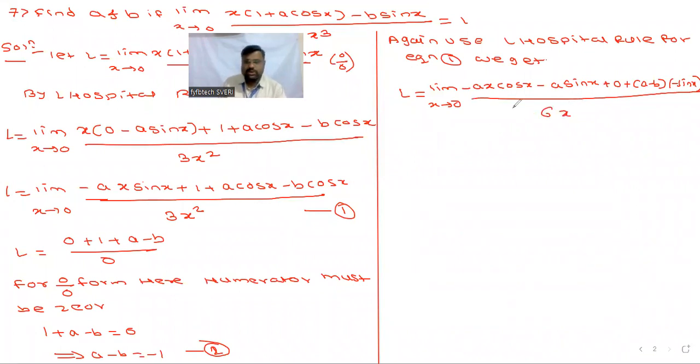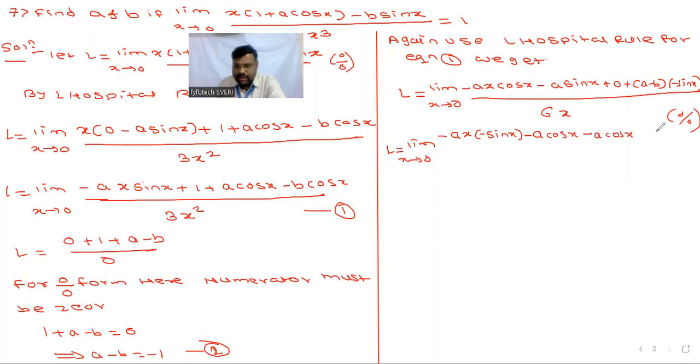The derivative of 3x square is 6x. Now we put x equal to 0 and we get 0 by 0 form. Again differentiate. L equal to limit x tends to 0. What derivative? Minus a into the derivative of x cos x is −sin x − a cos x, using the u into v rule, and as it is −a cos x, and −(a − b) cos x, divided by 6.